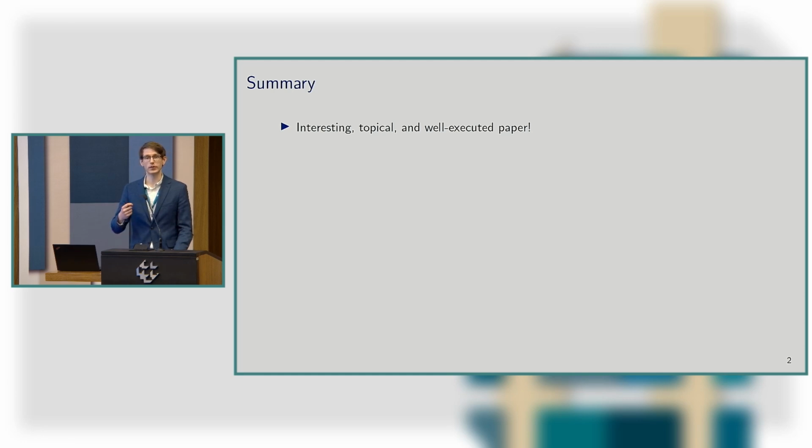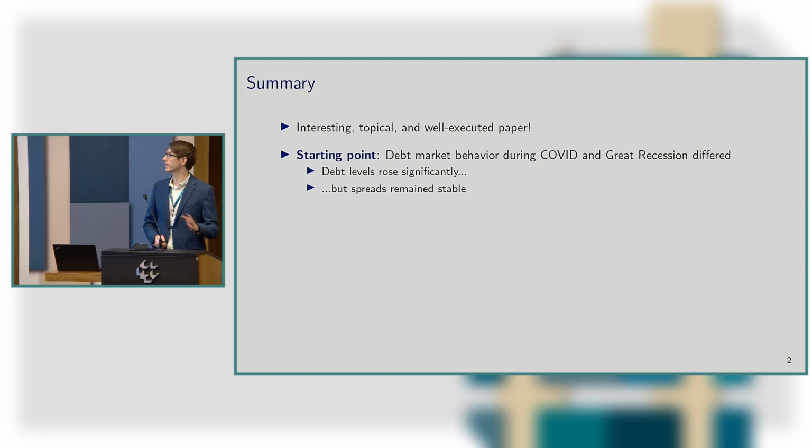And it's a really, really well executed paper with a lot of attention to detail, in particular when they match the quantitative framework of the model to different very detailed databases for Greece. On top of that, the line of argument in the paper is really nice and straightforward. They have a simple starting point, right? Debt market behavior during COVID seems to be very different from what we have experienced or seen during or following the Great Recession.